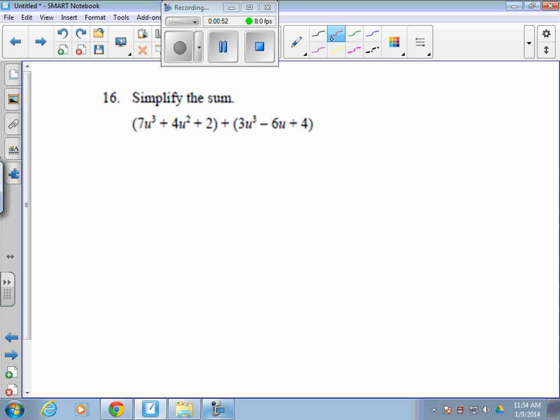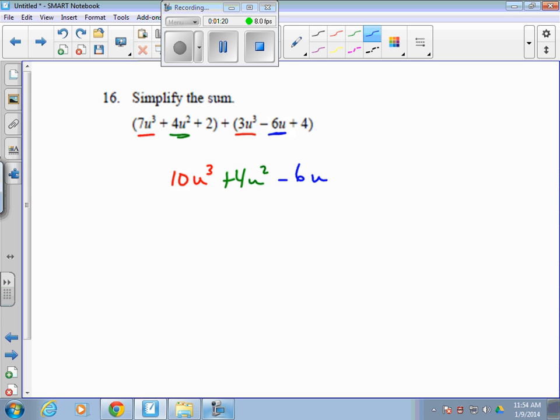16, we're simplifying. This time you're adding instead of subtracting. Again, like your like exponent, 7u to the third plus 3u to the third, 10u to the third. Notice there's no u squared in the second one. So plus 4u squared. You don't add anything to it. Then there's only one u to the first power. So minus 6u to the first power.